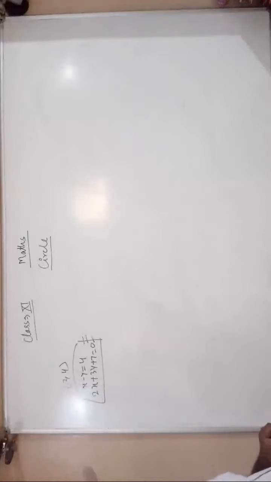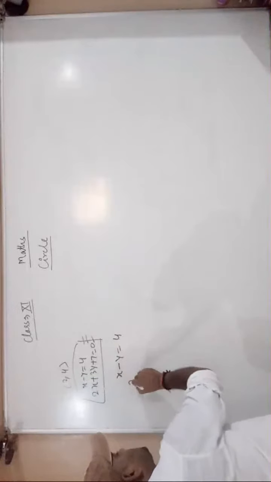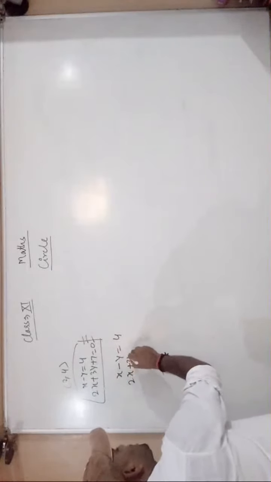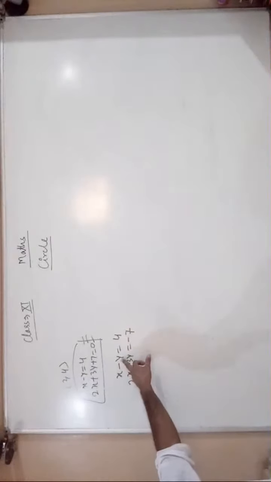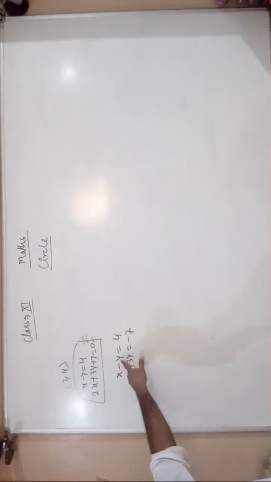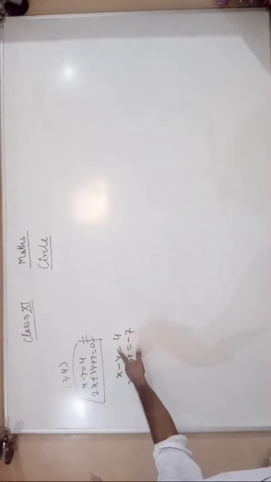So let's first find its center. We can simplify this as x minus y is equal to 4. This can be written as 2x plus 3y is equal to minus 7. Now if we equate the coefficient of y, here it is already 3, we need to multiply these terms with 3.